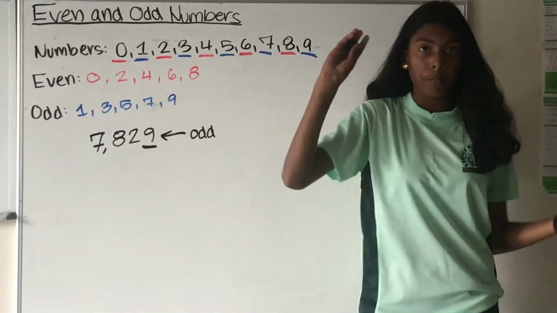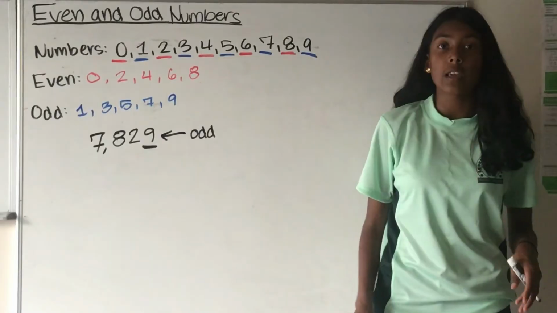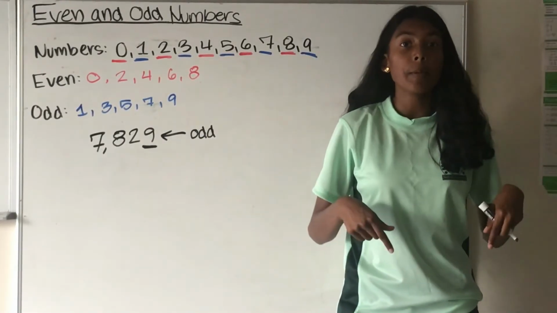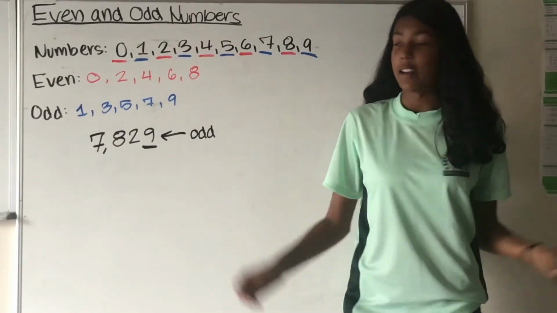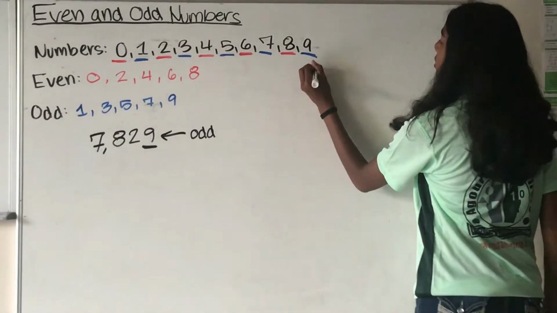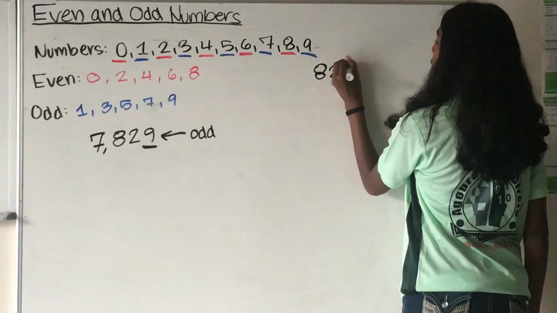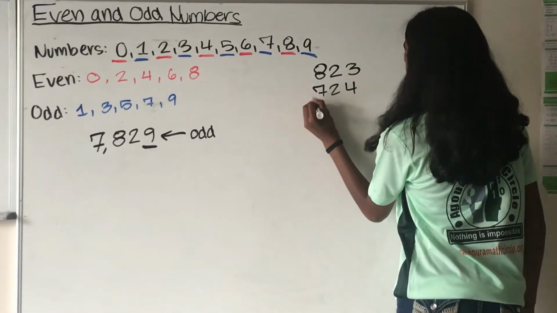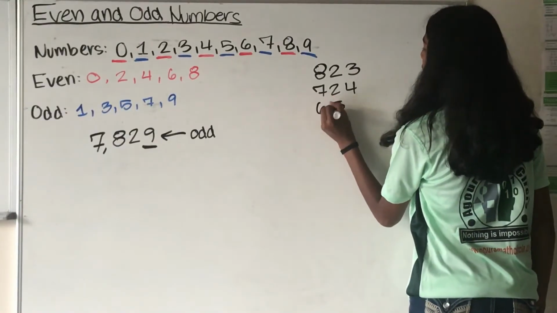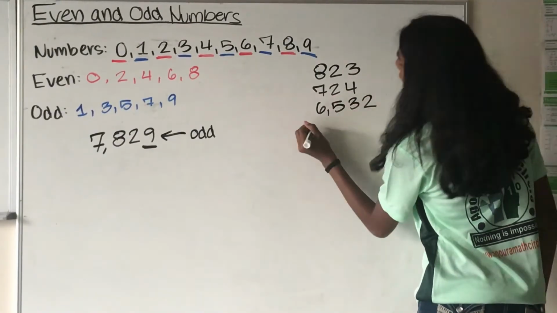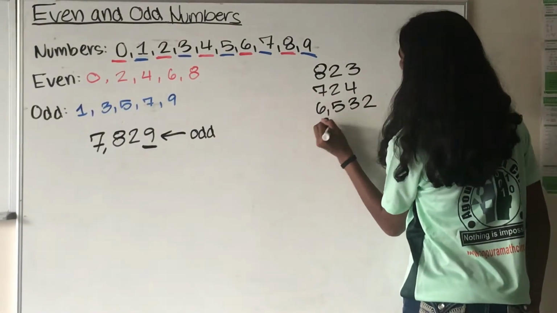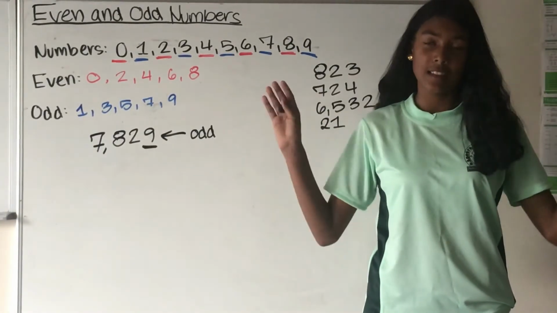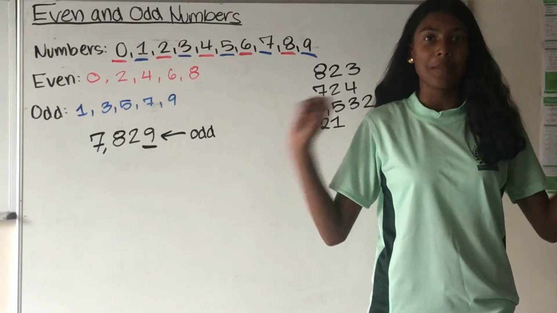I'm going to write some numbers, and I want you to see if you can figure out if they're odd or even. If you find your answer, you can comment below, or just tell a friend. So our numbers are going to be 823, 724, 6,532, and last but not least, 21. And this concludes today's Session 1 material.